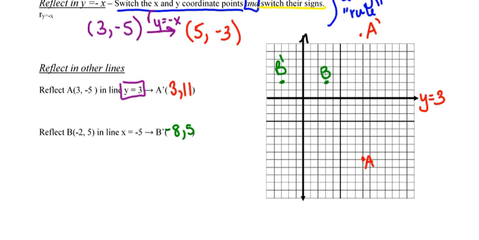So that's kind of a big idea. If it's a slanted line, use the rule. When it's perfectly horizontal or perfectly vertical, draw the graph and use the graph.